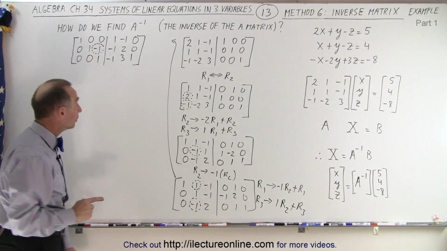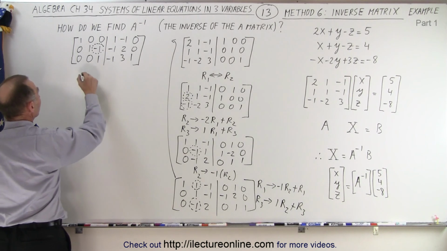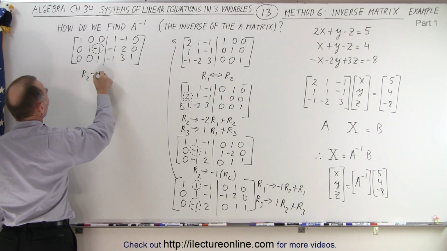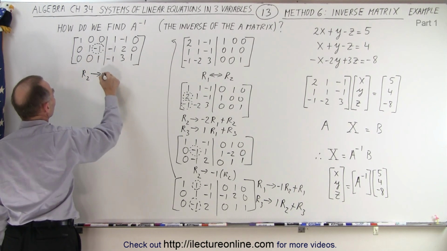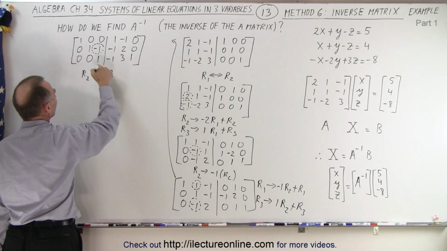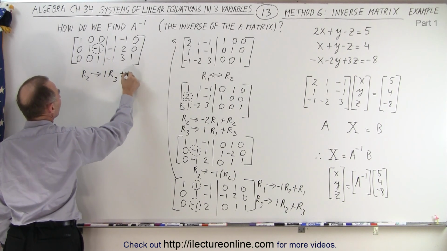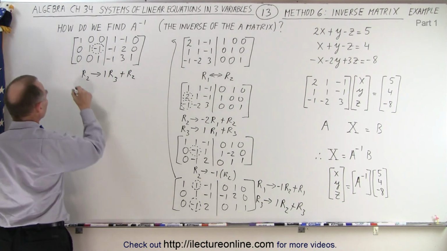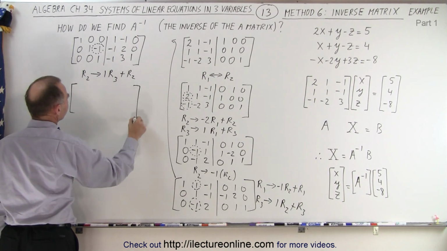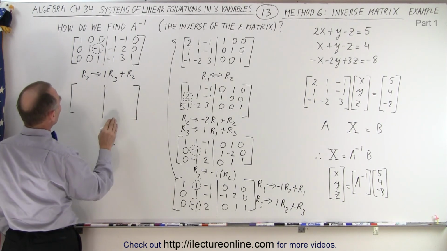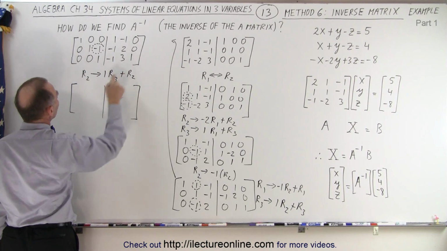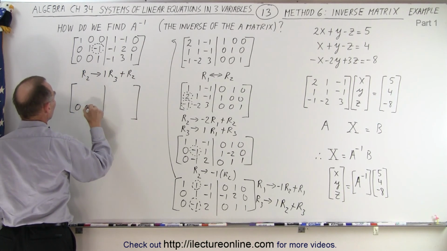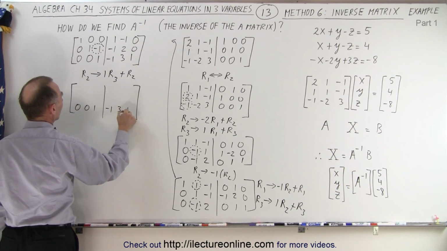Okay, so now, how do I do that? I'm going to take row 2 and replace it by the negative of that number, which is 1, times the row with the 1 in it, which is row 3, and add it to row 2. When I do that, I get the following. What's not changing? Well, row 3 is not changing. 0, 0, 1, negative 1, 3, 1.